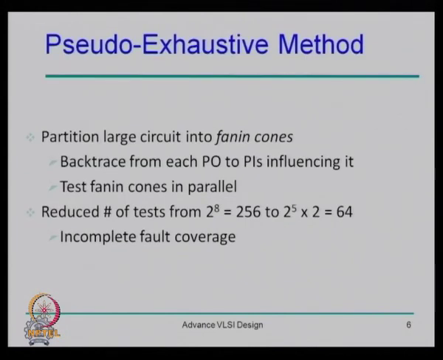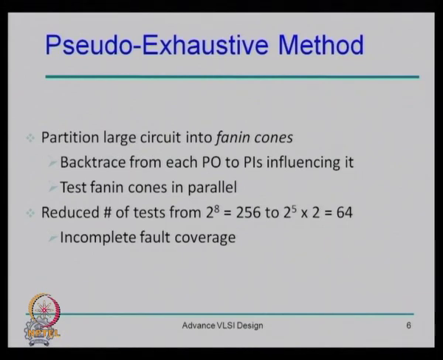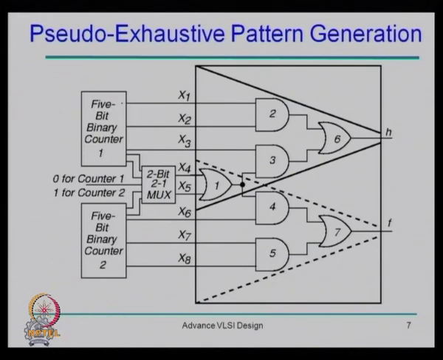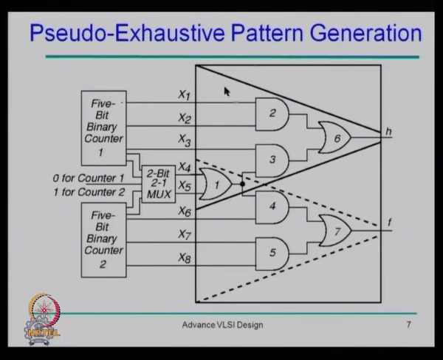So, now the other alternative is pseudo exhaustive, that means here we do not generate really exhaustive patterns, but it looks like we are generating exhaustive test patterns. So what do we do? We partition the circuit based on the fan-in cone of the outputs and see which inputs are affecting that particular output. Based on those inputs, we generate exhaustive test for that. For example, this is a circuit with two outputs, output H and output F. This is the fan-in cone of output H and this is the fan-in cone of output F. It has a total of 8 inputs, but only these 5 inputs are affecting output H and only these 5 inputs are affecting output F.